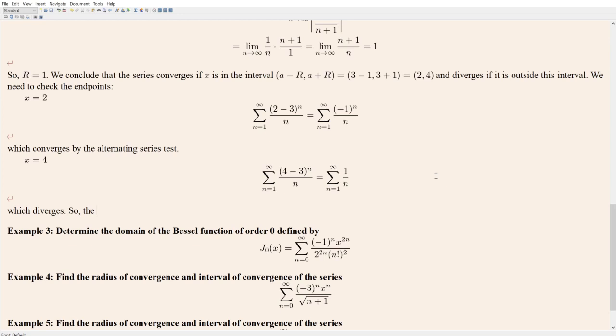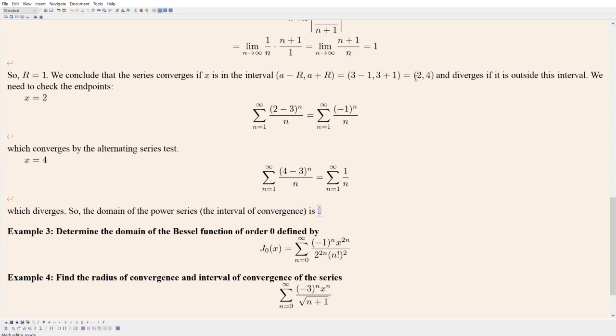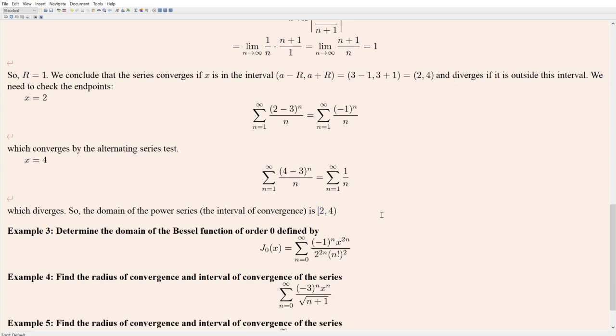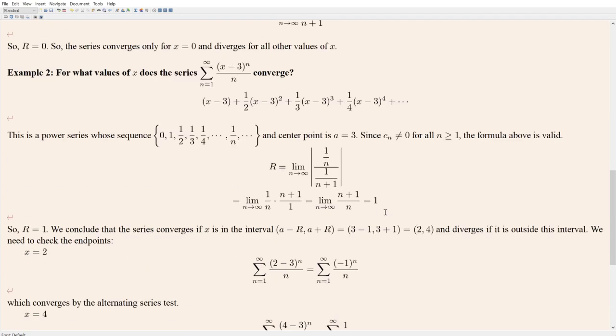So, altogether, the domain of the power series, also called the interval of convergence, is, so it converged at 2, so we need to put the brackets there, and it diverged at 4, so we put the parentheses. Okay, so that's the domain. If x is outside that range, then it is guaranteed to diverge. So pretty cool.